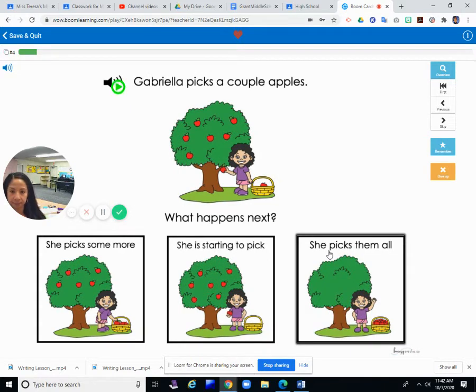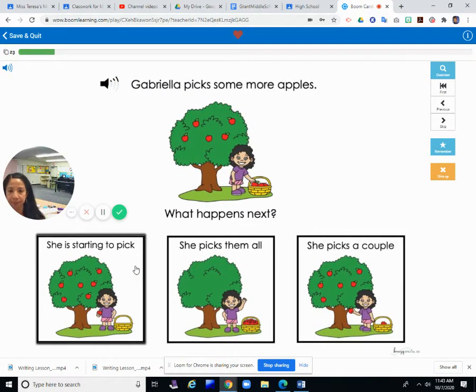Gabriella picks a couple apples. What happens next? Okay, so she picked a couple of apples. What does she do next? Pick some more? She is starting to pick, or she picks them all. What do you think it is? Do you think she picks them all next? Do you think she just starts to pick? No, that happened already. She picks some more? I think she picks some more.